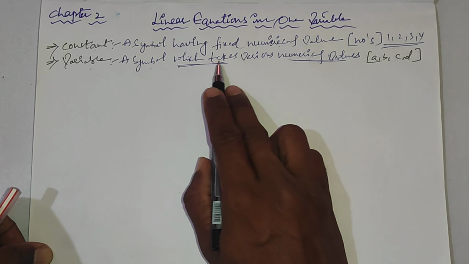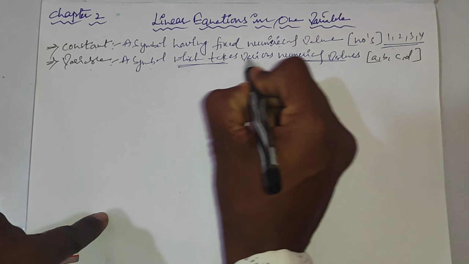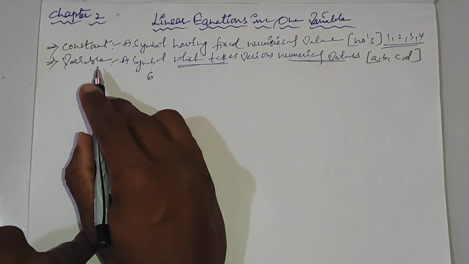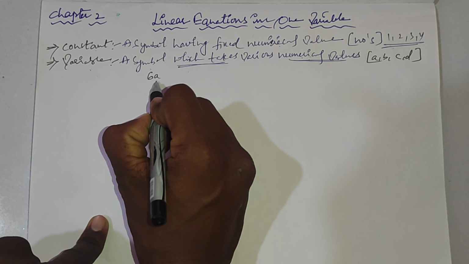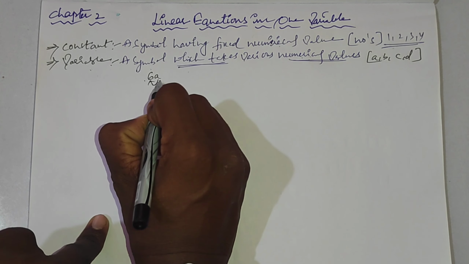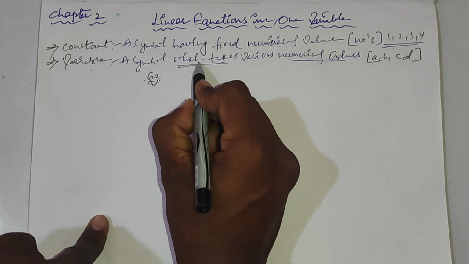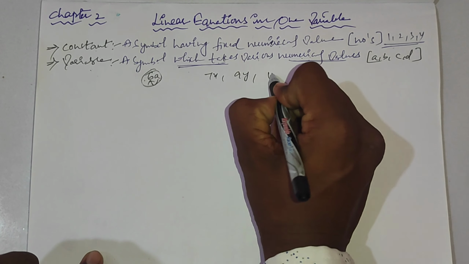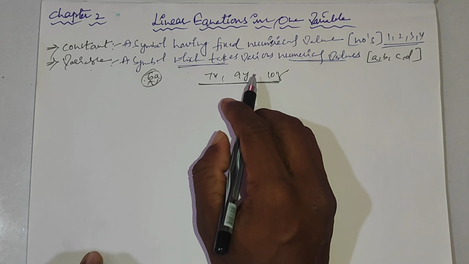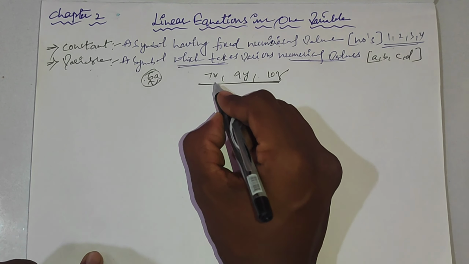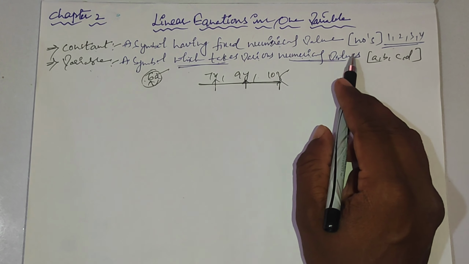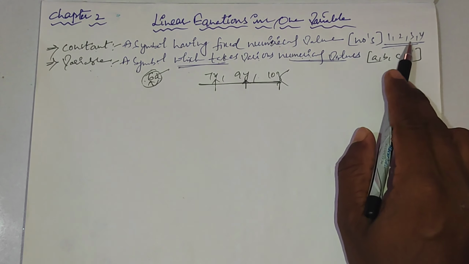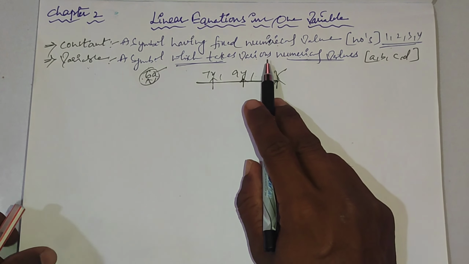Here we said a symbol which takes various numerical values. Taking the constant as 6 and the variable as A, 6 into A becomes 6A. A symbol which takes various numerical values is known as a variable. Suppose 7x, 9y, 10z. These take numerical values. Here x, y, z, or a are called variables. Variables are nothing but alphabets, and constants are nothing but numbers. So this is a basic concept.